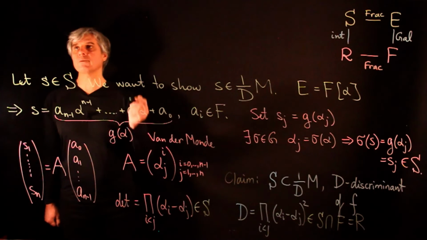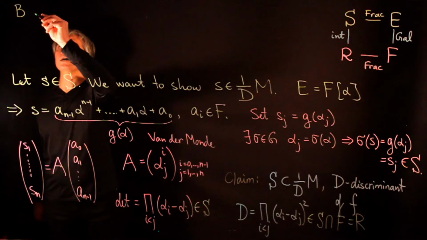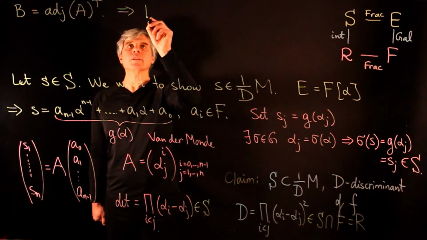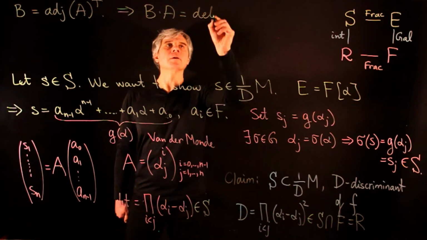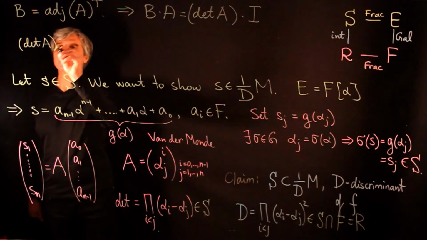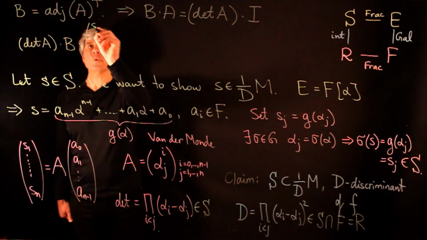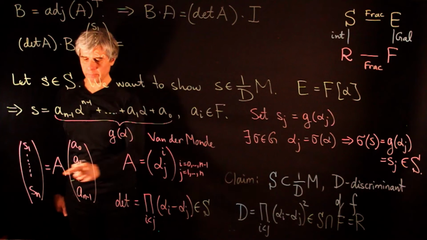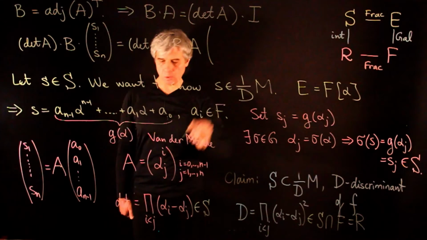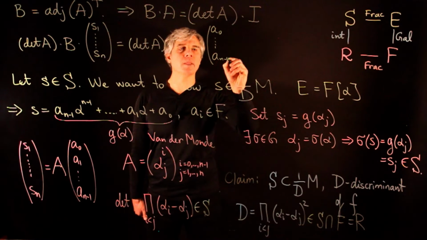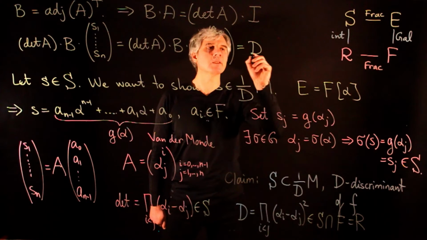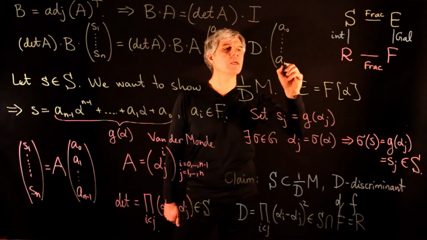Consider the formal adjoint matrix for matrix A. That is the matrix that is made up of cofactors. So let B be the adjoint of A transpose. Then from linear algebra, we know that B times A is equal to the determinant of A times the identity matrix. Consider now the following product. Let's take the determinant of A times B times the column vector s_1 through s_n. This equals the determinant of A times B times A times the column vector a_0 up to a_{n-1}. And because B times A is a multiple of the identity matrix, this is equal to the discriminant times the column vector a_0 up to a_{n-1}.